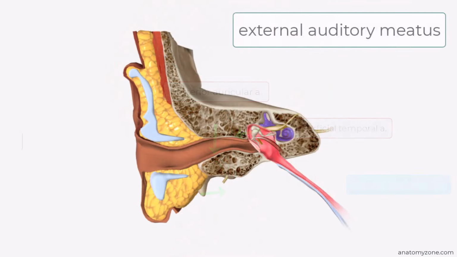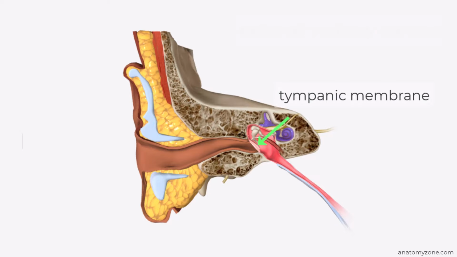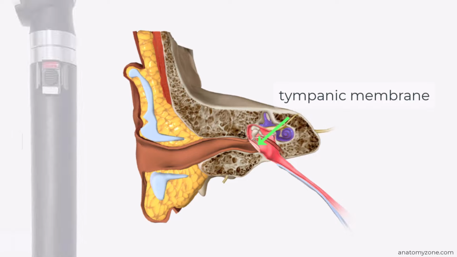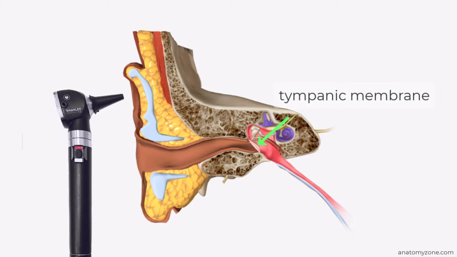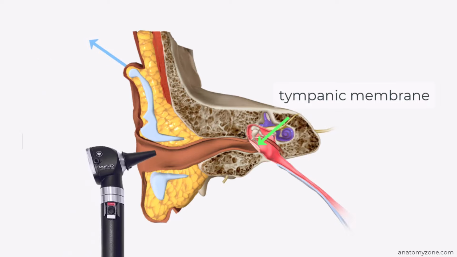The external auditory meatus lies deep to the concha and extends medially to the tympanic membrane, which is also known as the eardrum. It takes an S-shaped course, it's not entirely straight, so during otoscopic examination the auricle is pulled up and backwards to straighten it out.